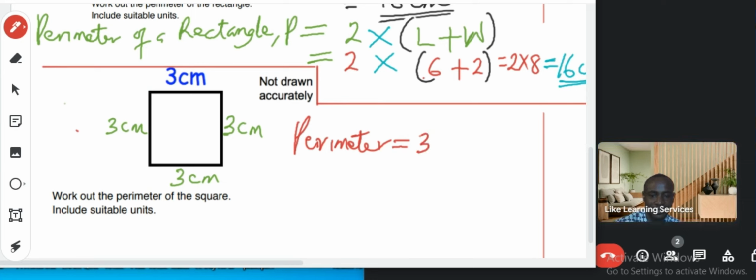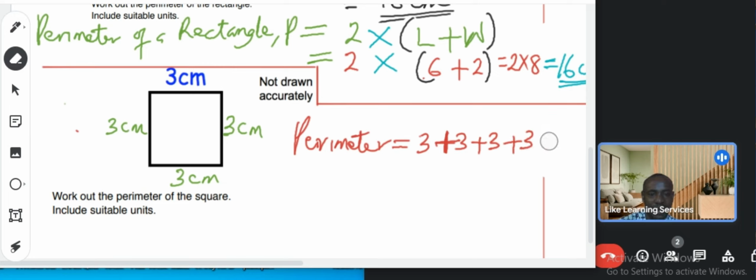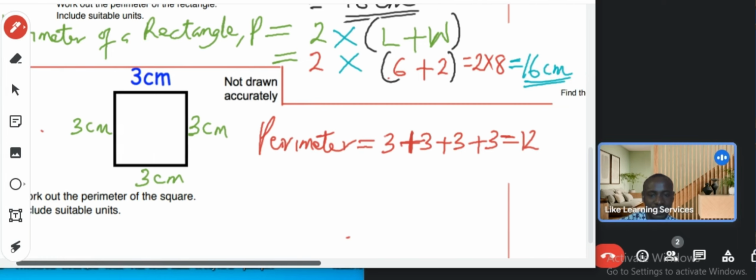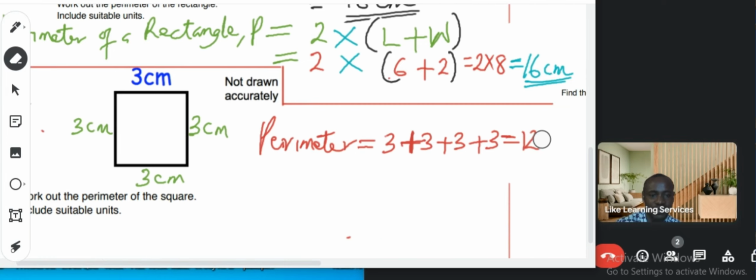3 plus 3 is 6. And another 3 plus 3 equals 6. Okay, so I have 3 plus 3, then plus 3, and then plus another 3. So altogether, it's going to give me what? 12. It's 12 centimeters.